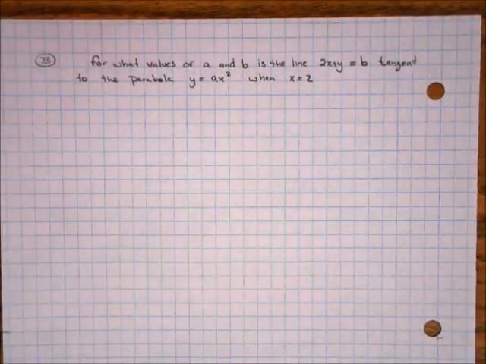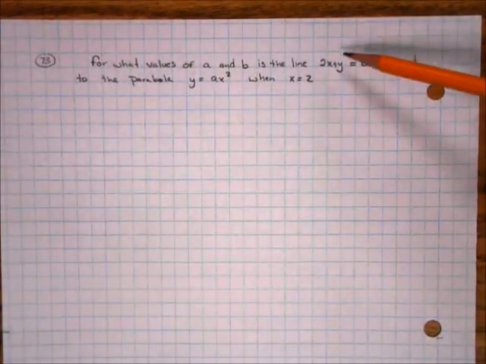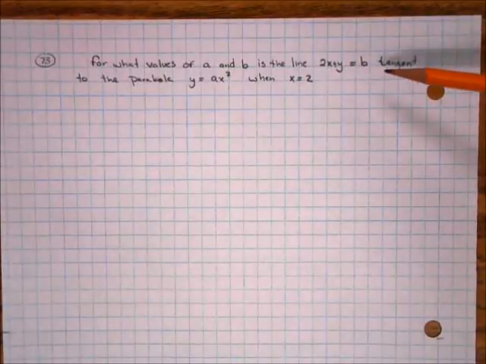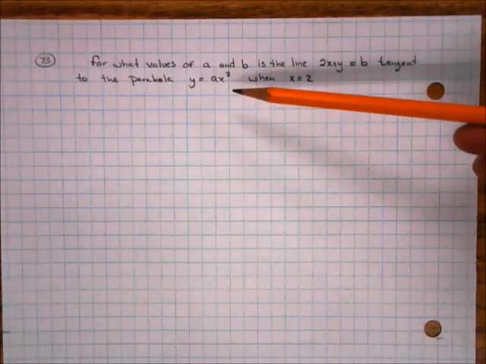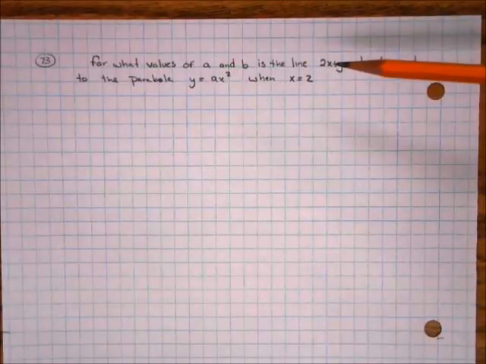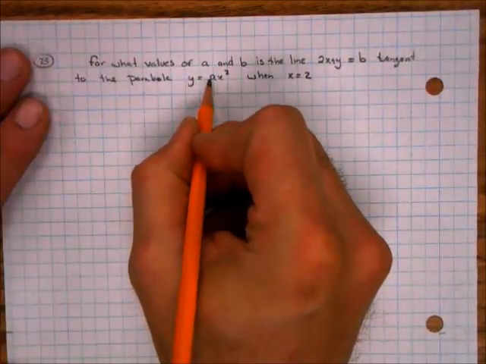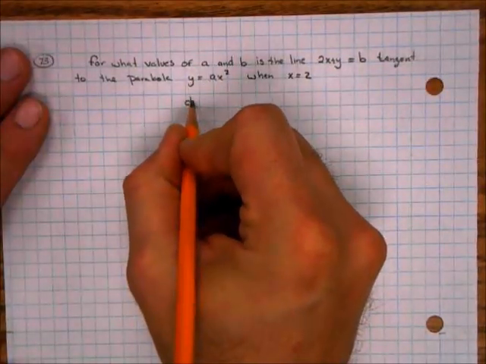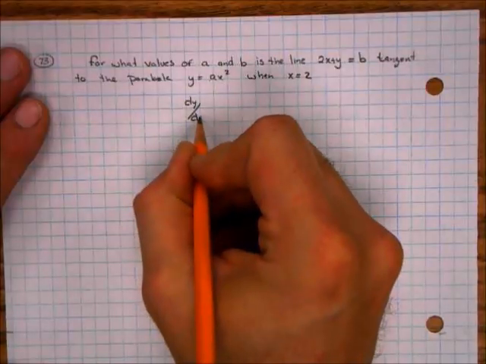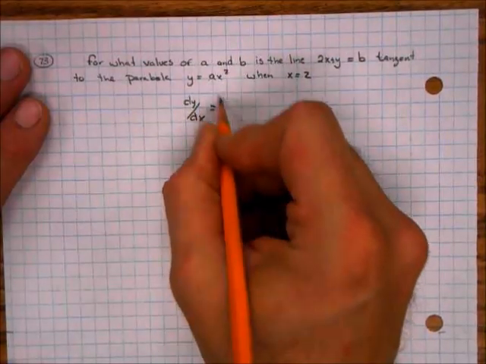For what values of a and b is the line 2x plus y equals b tangent to the parabola y equals ax squared when x equals 2? The derivative of this, dy/dx, is 2ax.